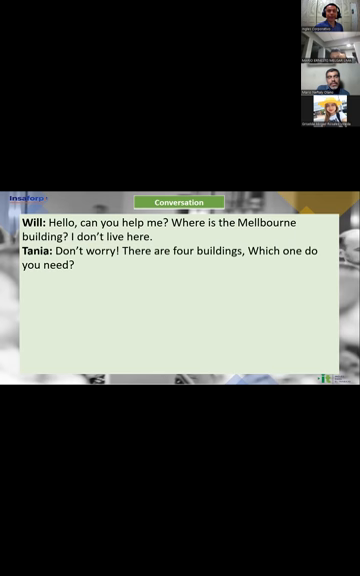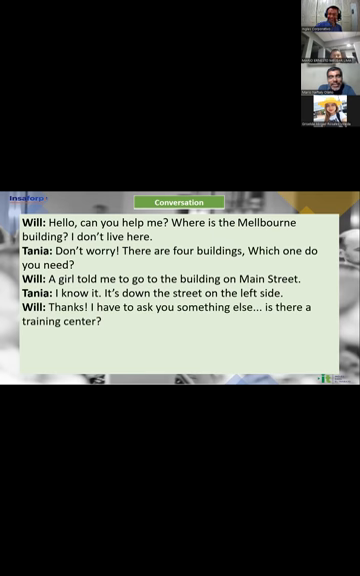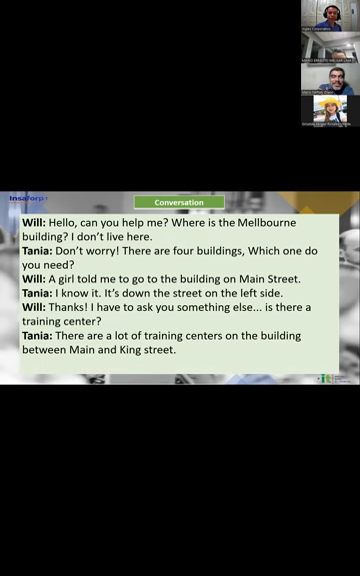Come on, Ernesto. You told me to go to the building on Main Street. I know it. It's down the street, on the left side. Thanks. I have to ask you something else. Is there a training center? There are a lot of training centers in the building between Main and King Street. I have some interviews there. Thank you again. Bye bye.